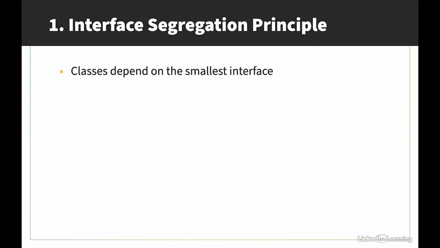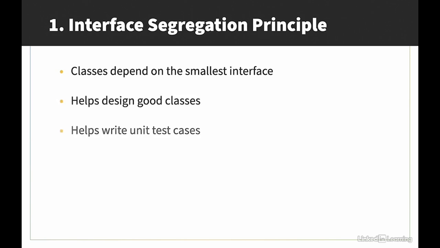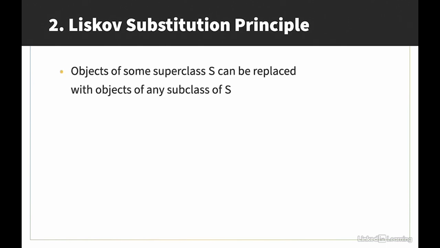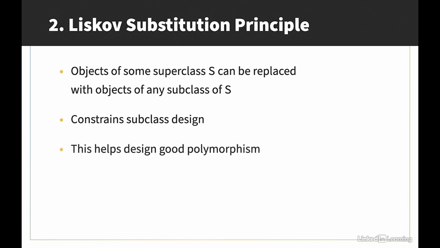Classes should depend on the smallest interface. This seems to be the most helpful way to start designing a good class. This principle helps us to write unit test cases also. After segregating the interfaces, it helps to look at common code. The common code can become a superclass, and the special cases can become subclasses. The Liskov substitution principle suggests that subclasses must be able to replace their parent classes. When a design calls for polymorphic peer classes, this principle can be applied to each one of the peers.